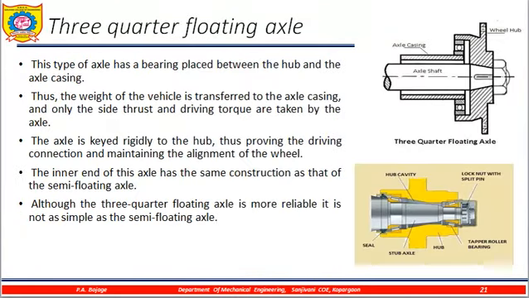Now the next axle is the 3/4 floating axle. This type of axle has a bearing placed between the hub and the axle casing. Thus the weight of the vehicle is transmitted to the axle casing and only the side thrust and driving torque are taken by the axle. So one side it is having a lock nut and the other side it is having a taper bearing. So actually there are two taper bearings which support the axle, and the other side it is locked by the lock nut.